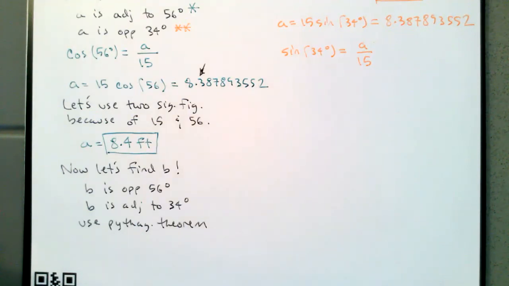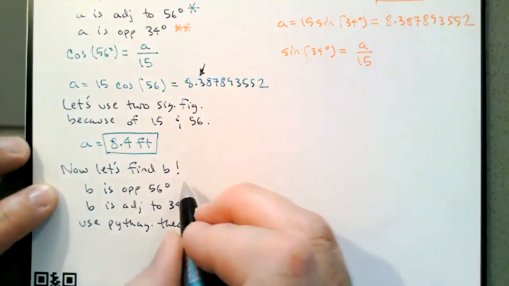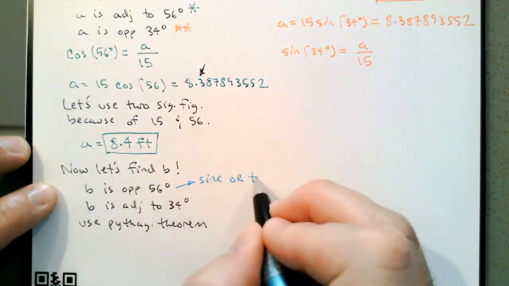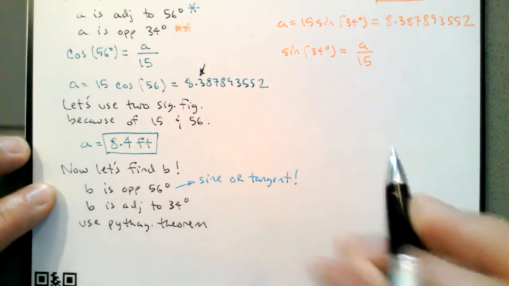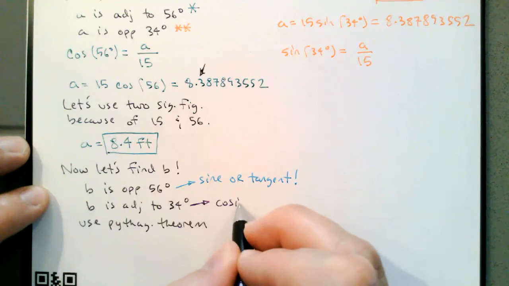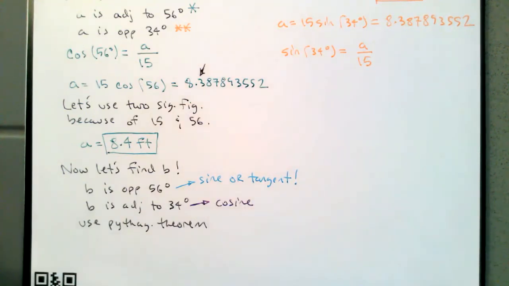Notice that not only do we have B as opposite 56, but we also have A, which is adjacent to 56. So we could use sine, cosine, or tangent. Because we have the opposite, we could use sine or, sorry, tangent. We could go adjacent because we could just use cosine. Or we can use the Pythagorean theorem because we have two of the three sides. So now we have to make a decision.